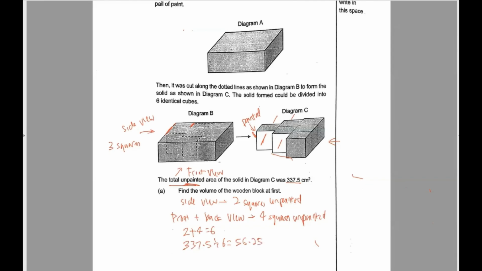Given the area of a square, you find the sides. How to find the sides? Square root of 56.25, you get 7.5. So this is the length of one side of the square. Right? So if I mark it from here to here, it is 7.5. All right.